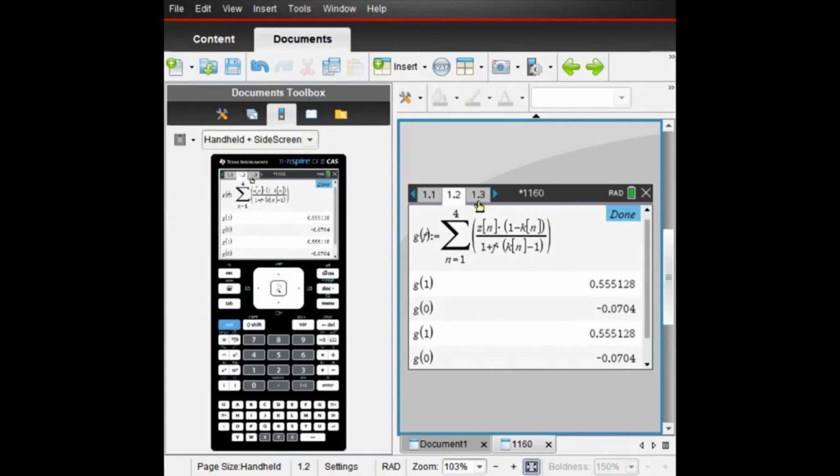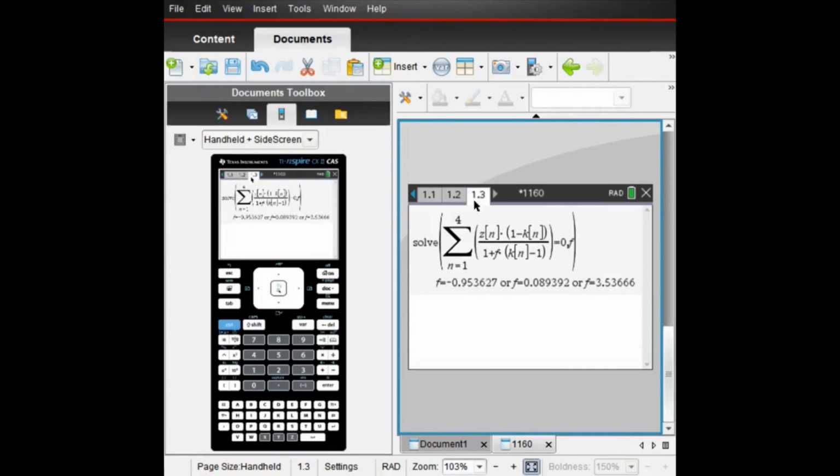And for step 2, we have to figure out the F value when the equation equals 0. So we just use the solve function, input the g function in it, set it equal to 0 and solve for F. It will give 3 values. And because the F value must not be smaller than 0 and not larger than 1, we actually get the answer 0.089392, and it is exactly the same as the Excel.